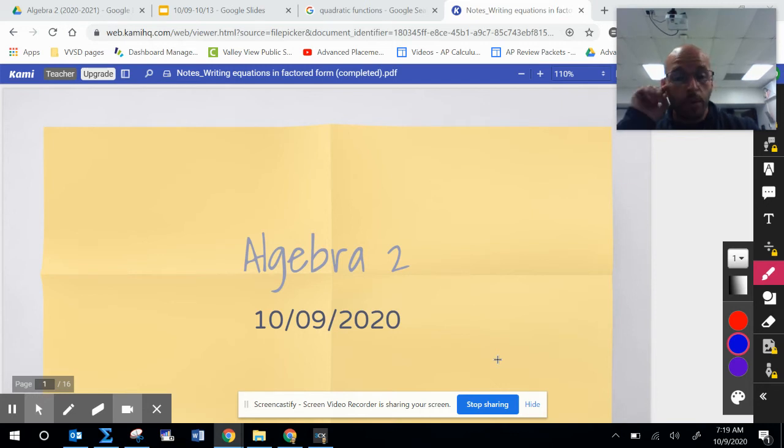Hello. Today we are going to talk about how to write equations in factored form. We'll do a little warm up, making sure you know what factored form is and all the pieces of it. And then afterward, we will write equations given specific values.